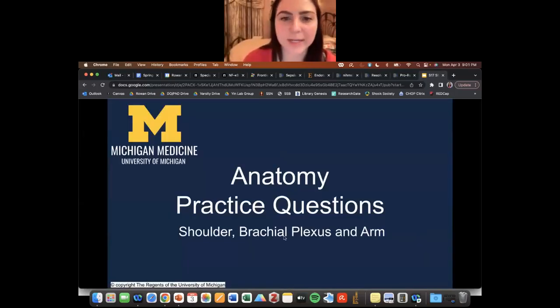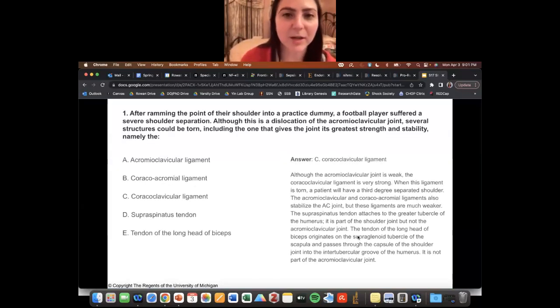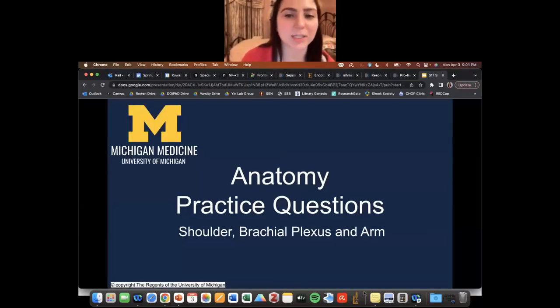Again, this one is all shoulder, brachial plexus, and arm. So if it's stuff you haven't seen, just go through it and say, I haven't seen this yet, I probably don't need to know this. You'll get to the brachial plexus questions. I don't want to toggle through all of them, but just toggle through them and see what you like. This is a great source.